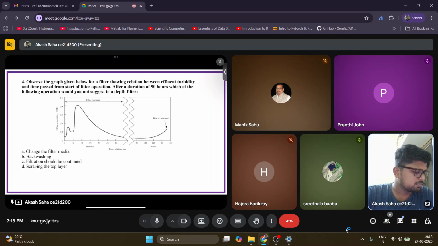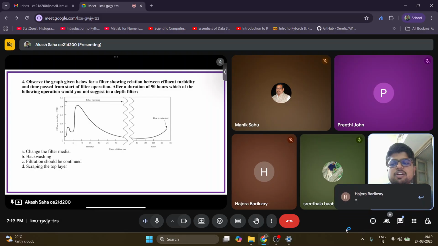Yeah, so the ripening effect is shown here. Observe the graph given below for a filter showing the relation between effluent turbidity and the time passed from the start of filter operation. After a duration of 90 hours, which of the following operations would you not suggest in a depth filter? Change the filter media, backwashing, filtration should be continued, scraping of the top layer.